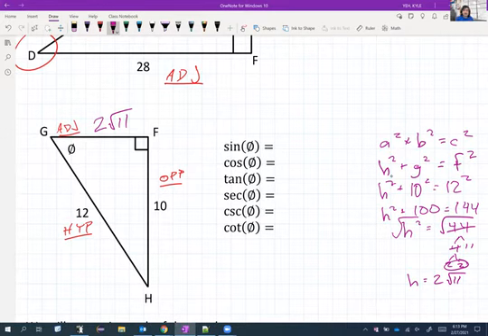Okay, pause the video, list out your 6 trig functions. Make sure that you do whatever you got to do to make sure you don't have a radical on the bottom. If that root 11 ends up in the denominator, fix it, right? Rationalize the denominator. I'm going to pause mine, work it out, and we'll compare answers in just a second.